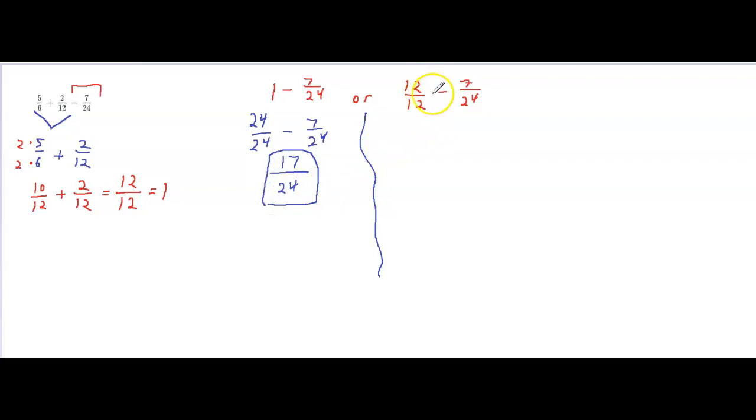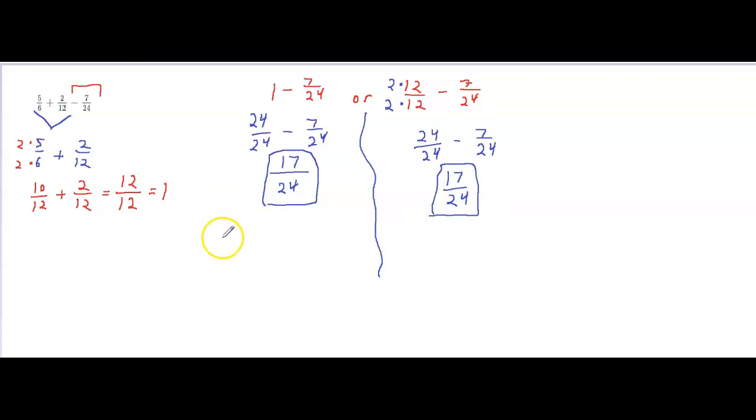Or I could use the 12 over 12 minus 7 over 24. In this case, I need a common denominator. So I would either want to make both denominators 12 or both denominators 24. In this case, I'm going to make both denominators 24 by multiplying 12 over 12 by 2. I get 24 over 24. And notice this is exactly the same thing that I had over here, which gives 17 over 24.